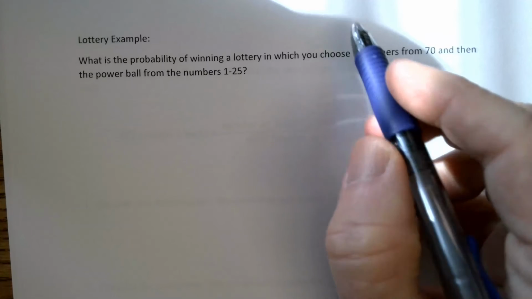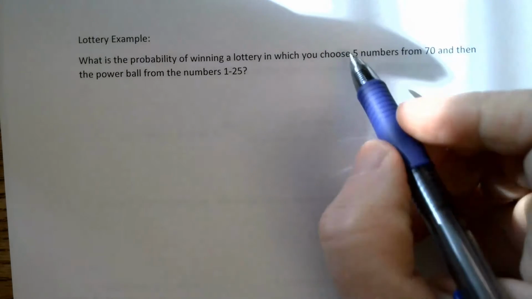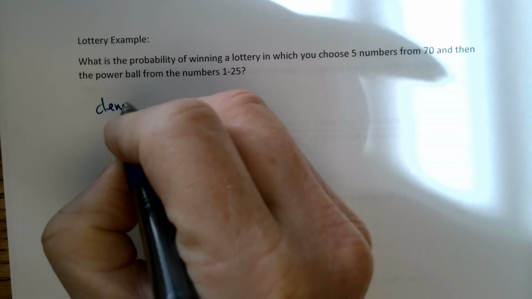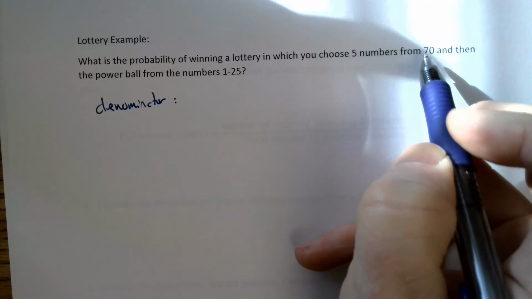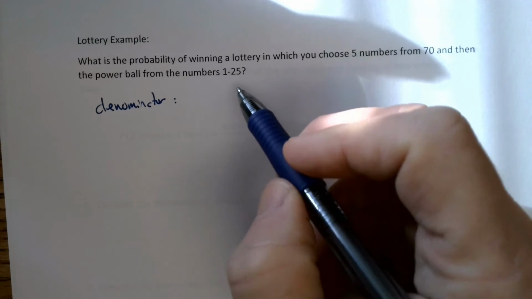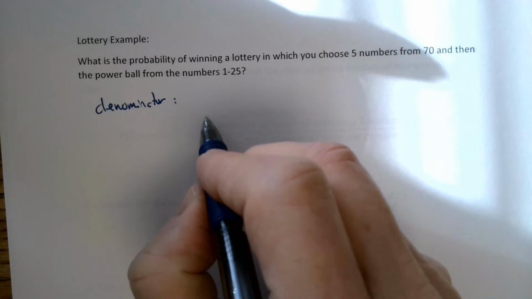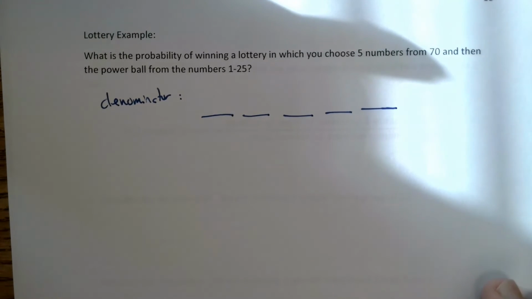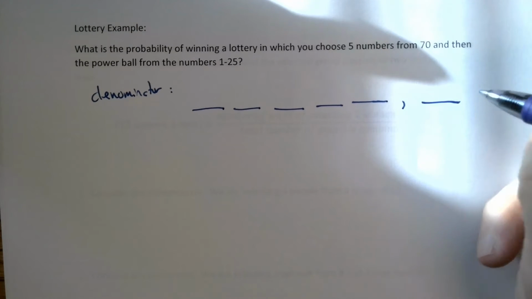So remember, we're doing number of ways we win over total number of things that could happen. So we got to figure out the denominator. You choose 5 numbers from 70, and then a Powerball from the numbers 1 through 25. So the denominator, 1, 2, 3, 4, 5, right? And then the Powerball over here.